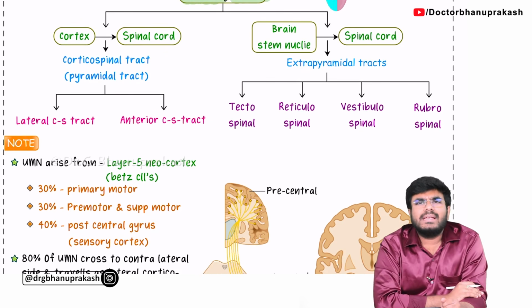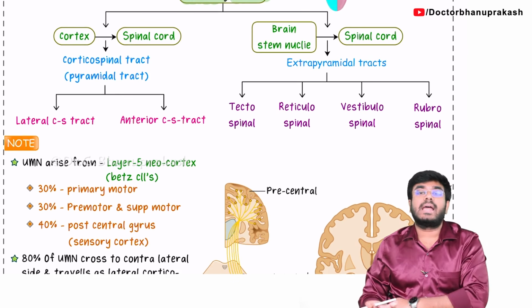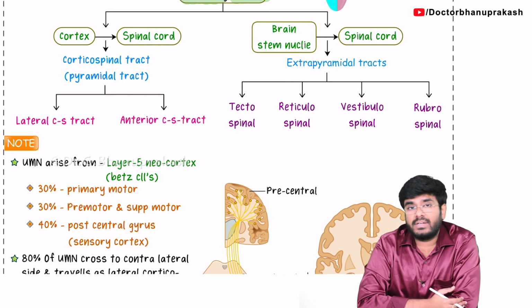Now, how many ascending tracts have we discussed? We have discussed two types of ascending tracts. One is the anterolateral tracts, and we also discussed the dorsal column tracts. Anterolateral tracts carry the general sensations and the dorsal column tracts carry the advanced sensations.